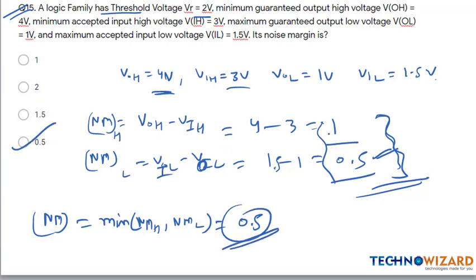This is the quiz analysis for our quiz 1 based upon digital electronics. We have taken around 15 questions and each question has a lot of varieties.